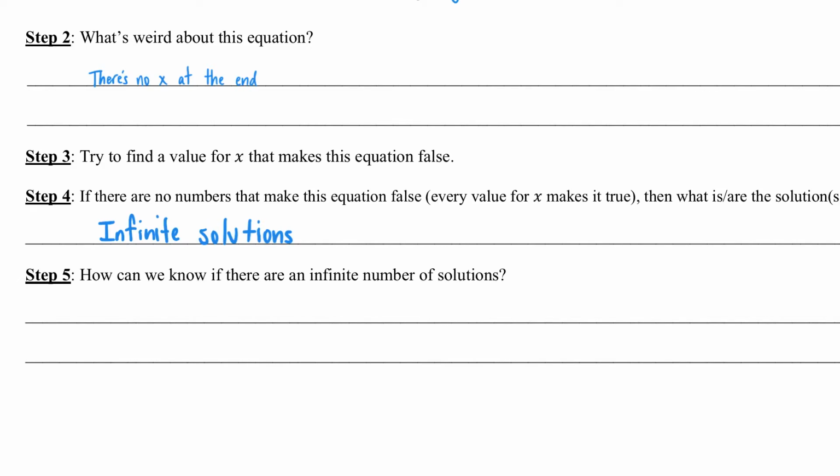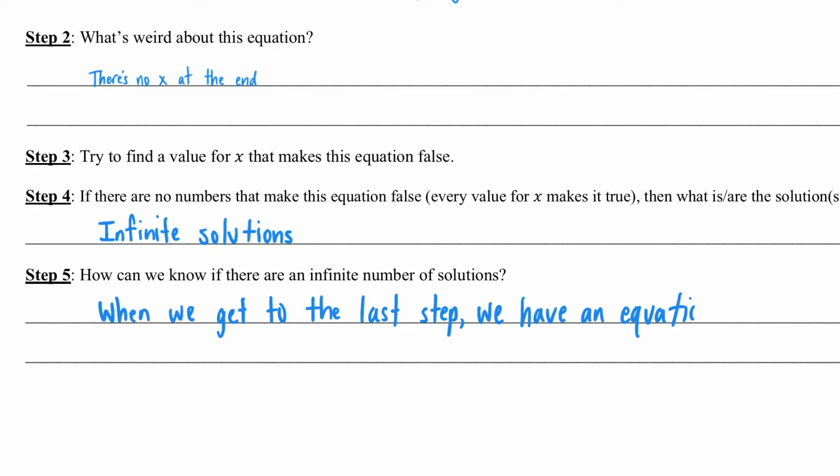How can we know if there are an infinite number of solutions? When we get to the last step, we have an equation that is always true. And by always true, I mean something like 2x equals 2x, or 5 equals 5, or 0 equals 0.